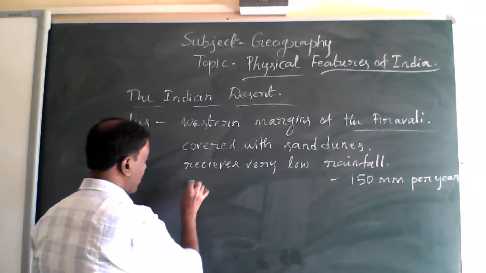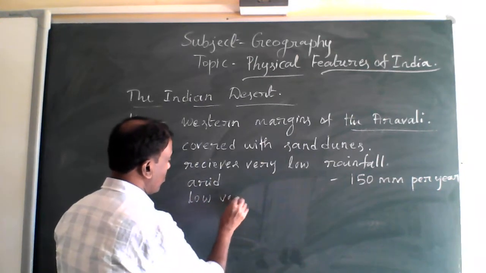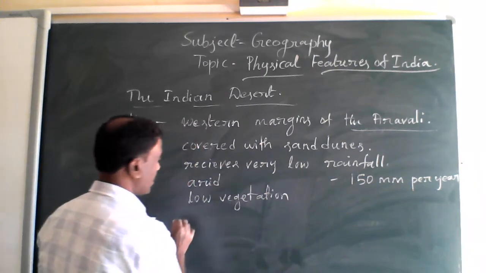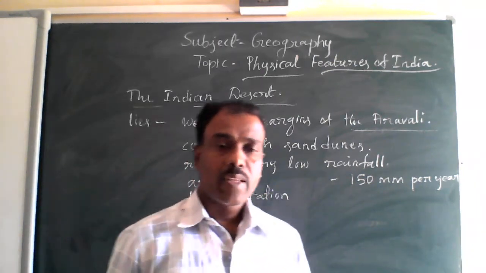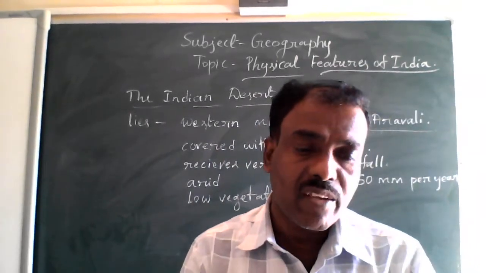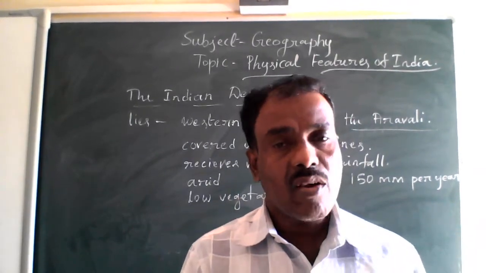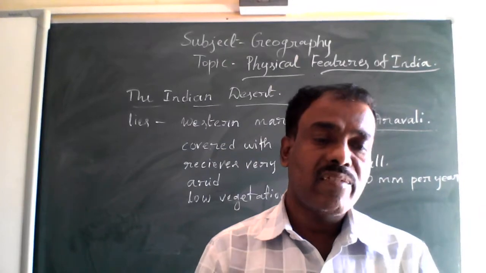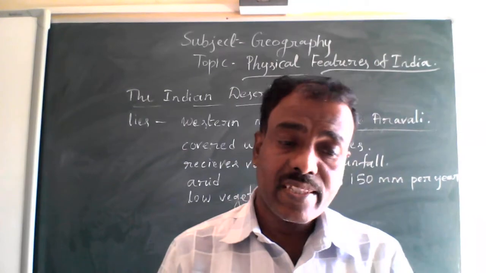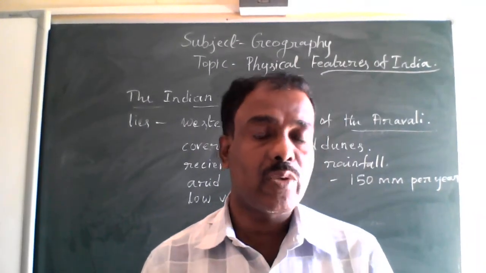So the climate is arid and is covered with low vegetation. Understood? We know the reason, because it is a desert. So that's why we cannot see dense vegetation there. So it has an arid climate with low vegetation cover. Soon after, they disappear into the sand as they do not have enough water to reach the sea.